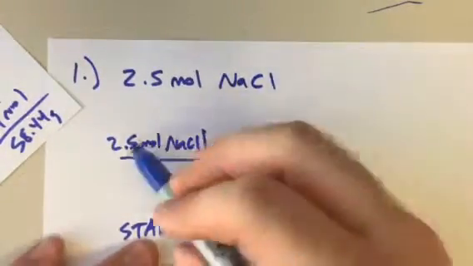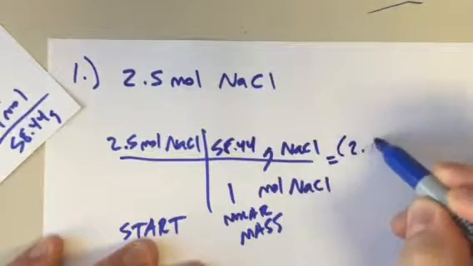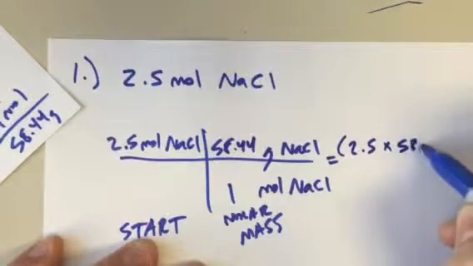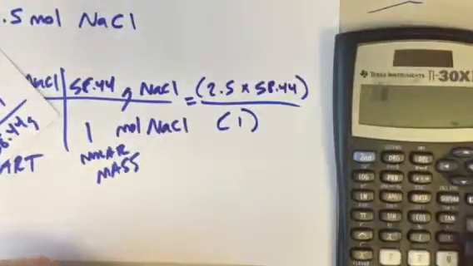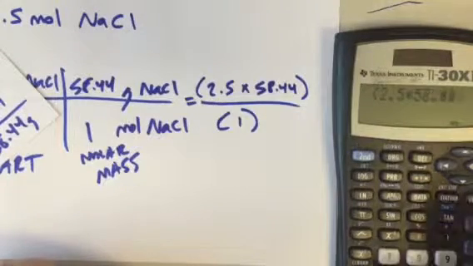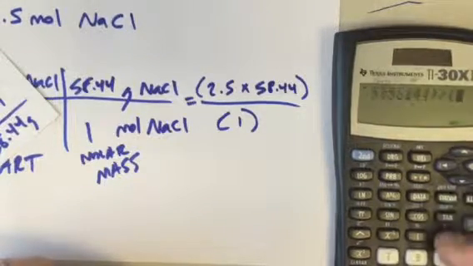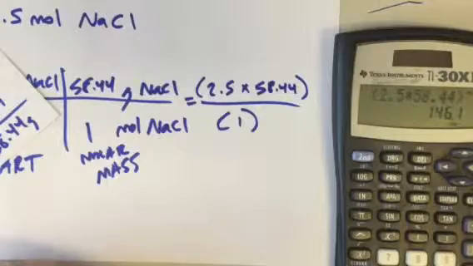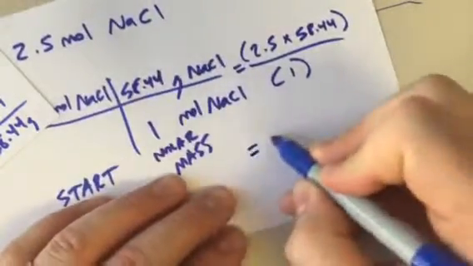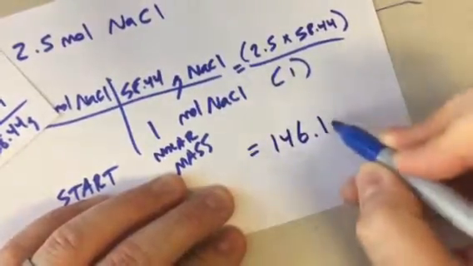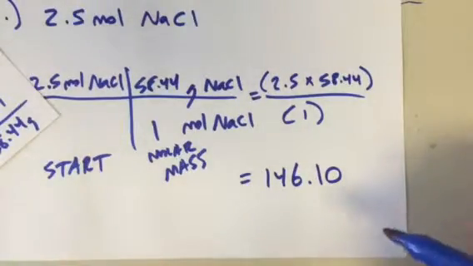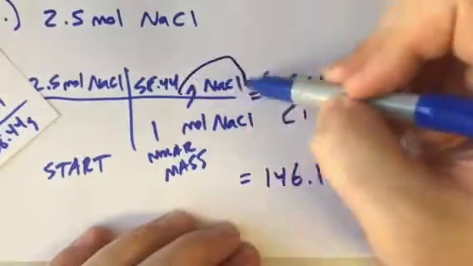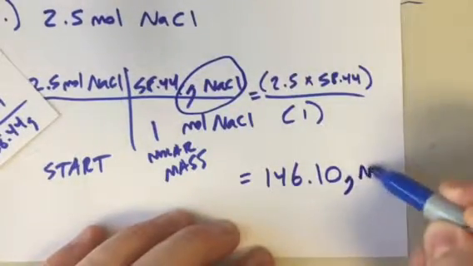Let's go ahead and do the math. This is 2.5 times 58.44 divided by 1. In your calculator, 2.5 times 58.44 divided by 1 equals 146.1. 146.1. I'm going to put a 0 on there just because I like making sure my answers are to the hundredths place. And what's your unit? What is the top right box? Grams of NaCl.